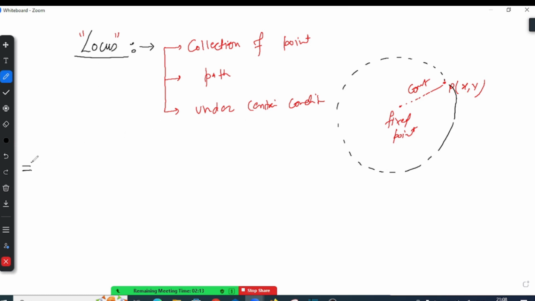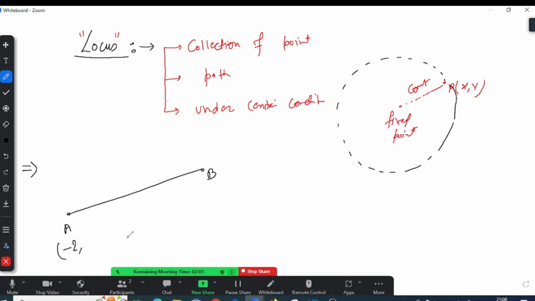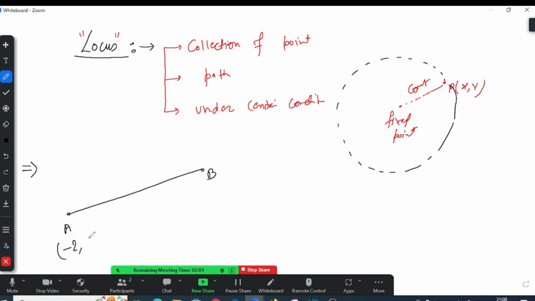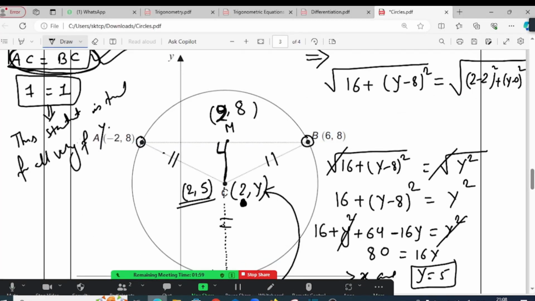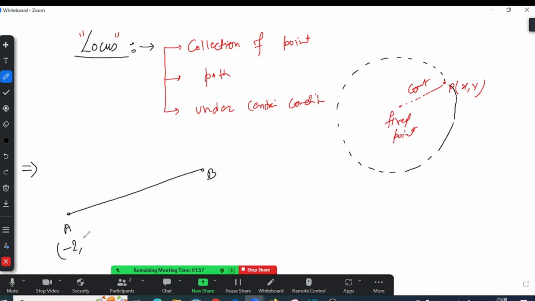Now to understand this locus, I have explained you another example. Let us suppose I have a point A, I have a point B. Let us suppose its coordinates are minus 2 comma 8 and 6 comma 8, right, Rishit?